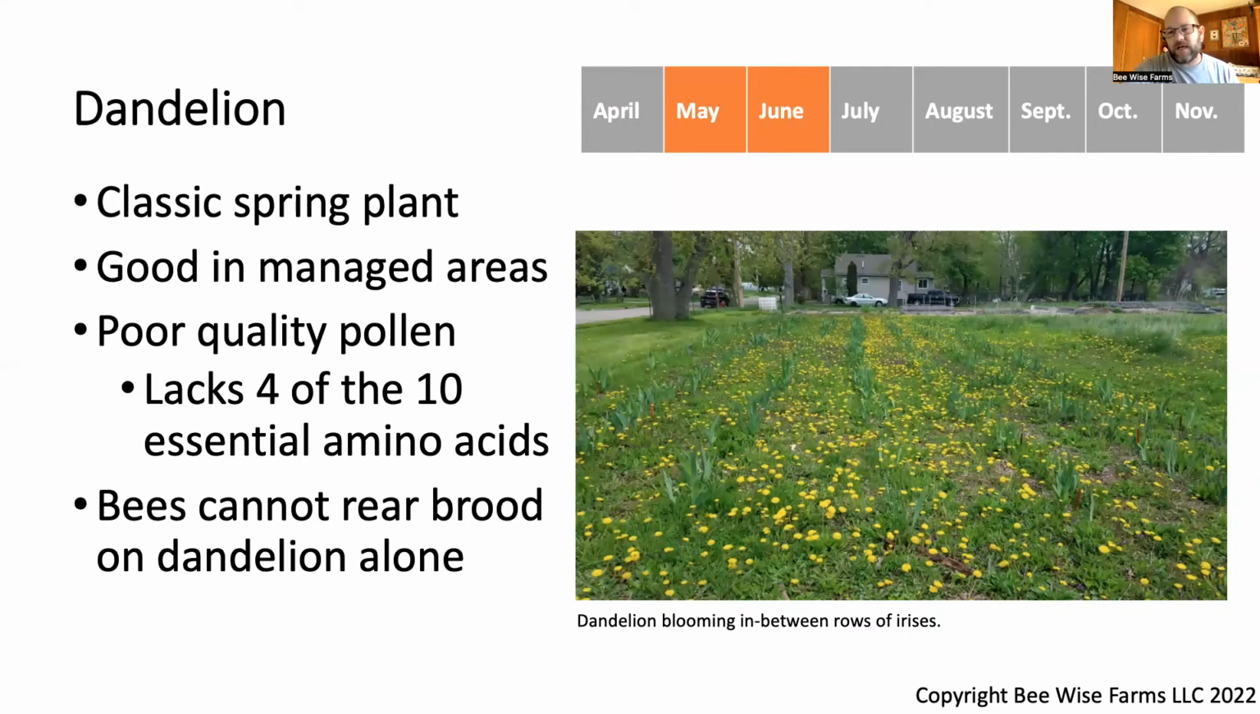Typically, because dandelion is able to grow so low to the ground, it can tolerate mowing. And so it makes a really good crop oftentimes to let come up in the middles of rows. It's hard to see in this picture, but this is actually one of our iris fields from our old farm in Lansing. And you can see that we let the dandelion just persist in between these rows.